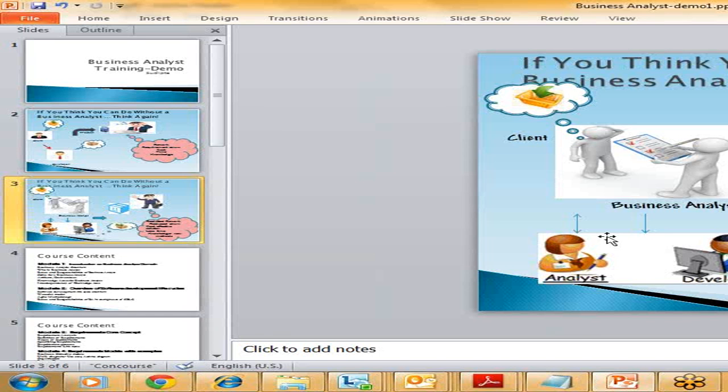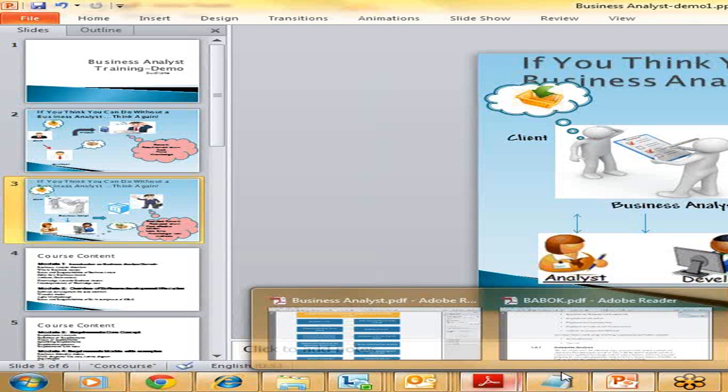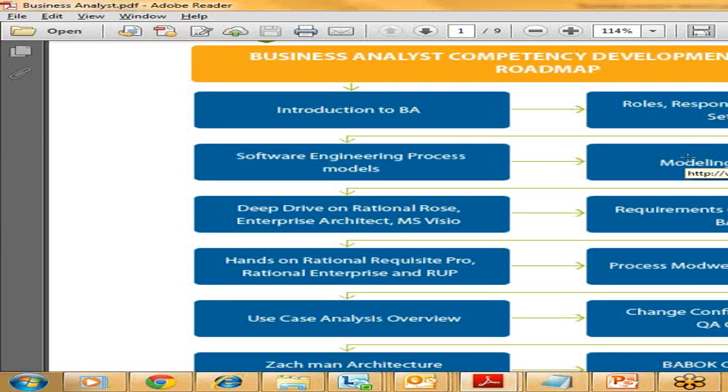So in the training, Bhavani, what we are going to cover is, first, we will see the introduction to BA. Here we will see what is business analysis, what is a business analyst, what are the roles and responsibilities and skill set of a business analyst, what skills are basically required if you are going to be a business analyst, right? What are the knowledge areas of a BA? We will cover these in the introduction.